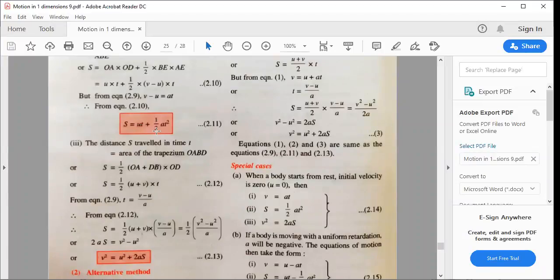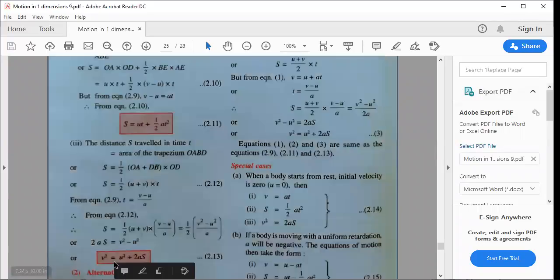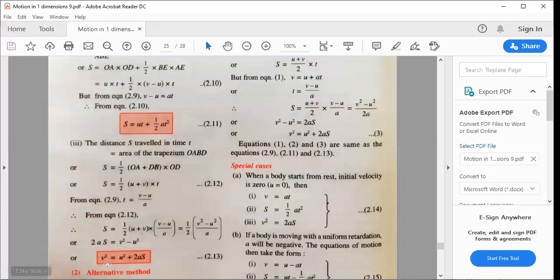What about displacement? What is the formula? ut plus half at square. So if u is 0, this part is missing, so s will become half at square. Now in the third equation, if u is 0, what will happen? v square is equal to u square plus 2as. So u square is missing, so v square is equal to 2as.